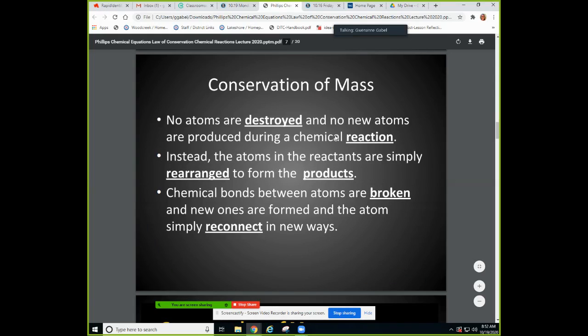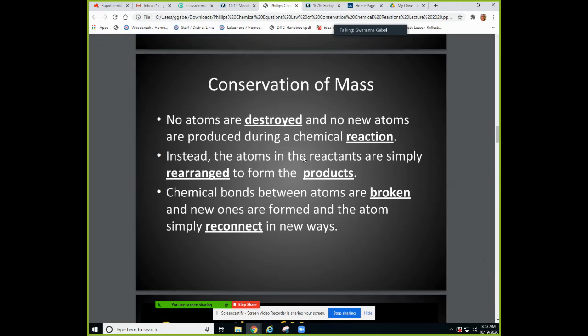Okay? No atoms are destroyed and no new atoms are produced during a chemical reaction. The atoms are simply rearranged. Chemical bonds between atoms are broken and new ones form. The atoms simply reconnect in new ways. So nothing is created or destroyed, they're just rearranged. Okay?